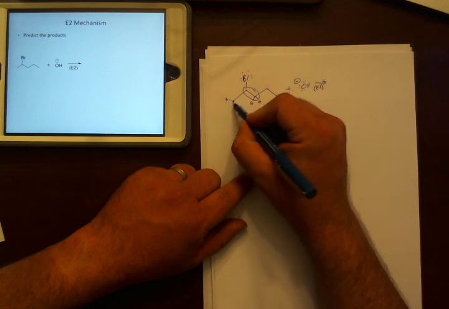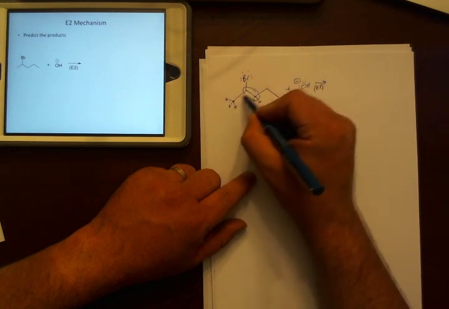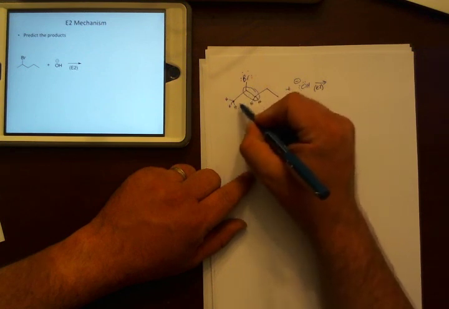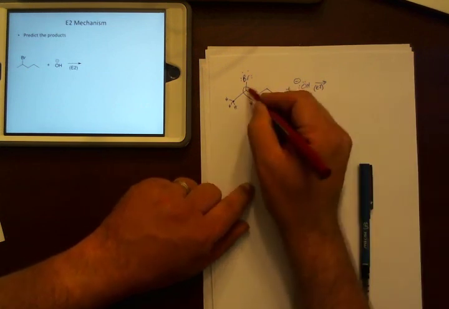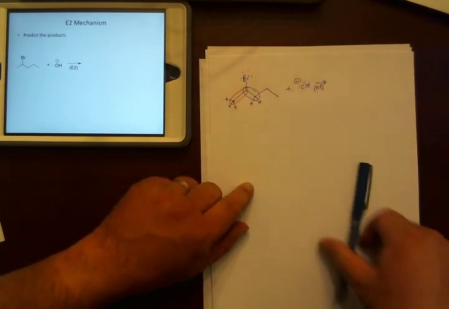Well, there are hydrogens here, right? Only one bond shown, right? So on this one, that means that there's 3 hydrogens. So we can do it this side too. So there's in fact two possible products.